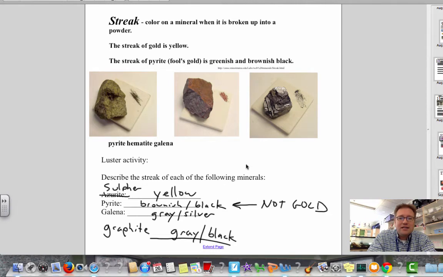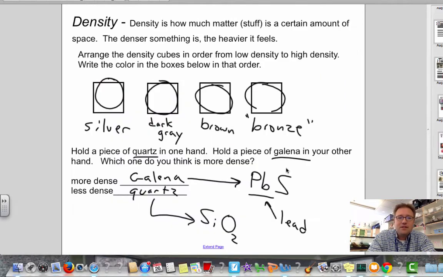Sulfur has a yellow streak. Galena has a kind of gray and silver streak, and good old graphite that we use in pencils leaves a gray, black streak that looks like a pencil mark. That's graphite, the mineral.